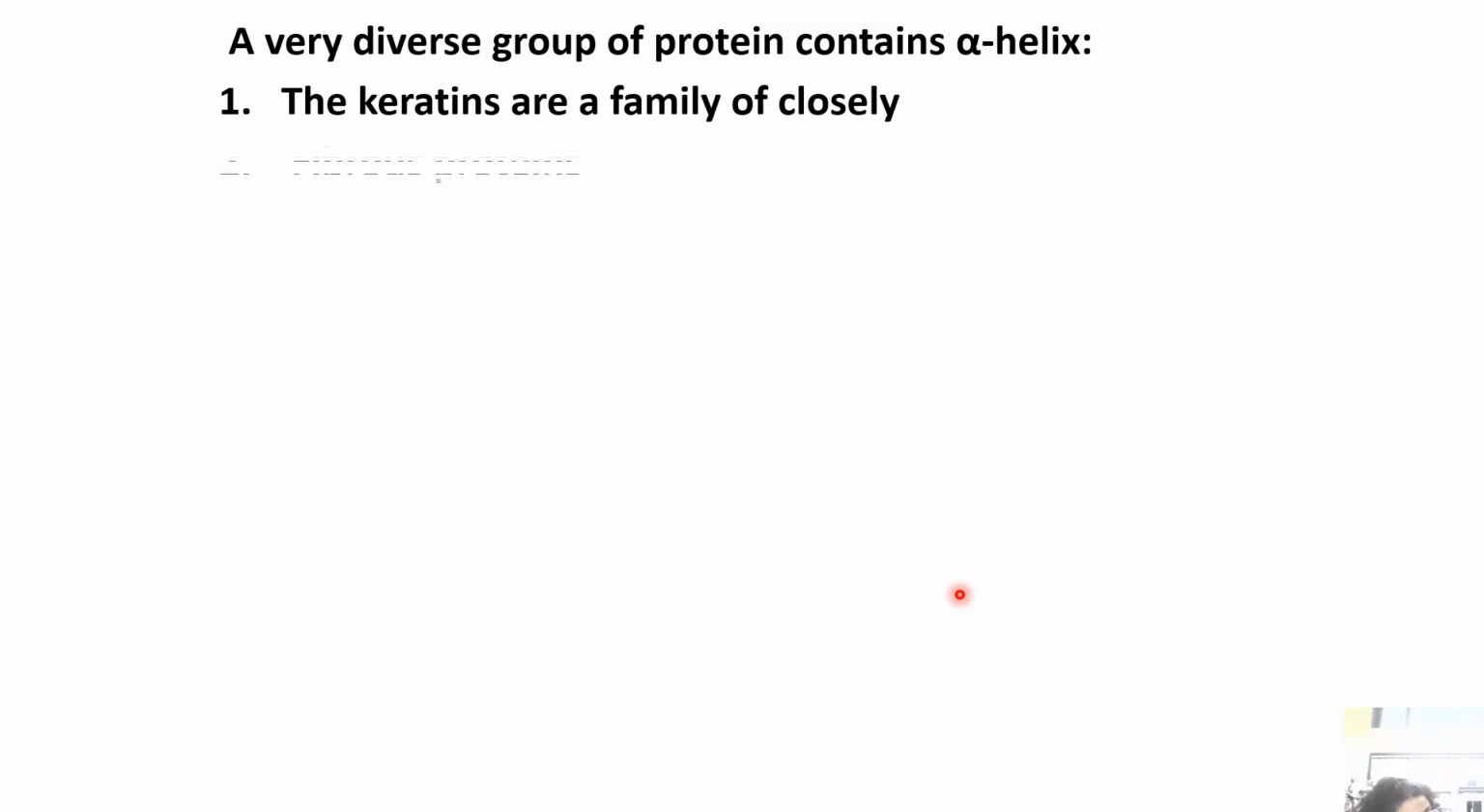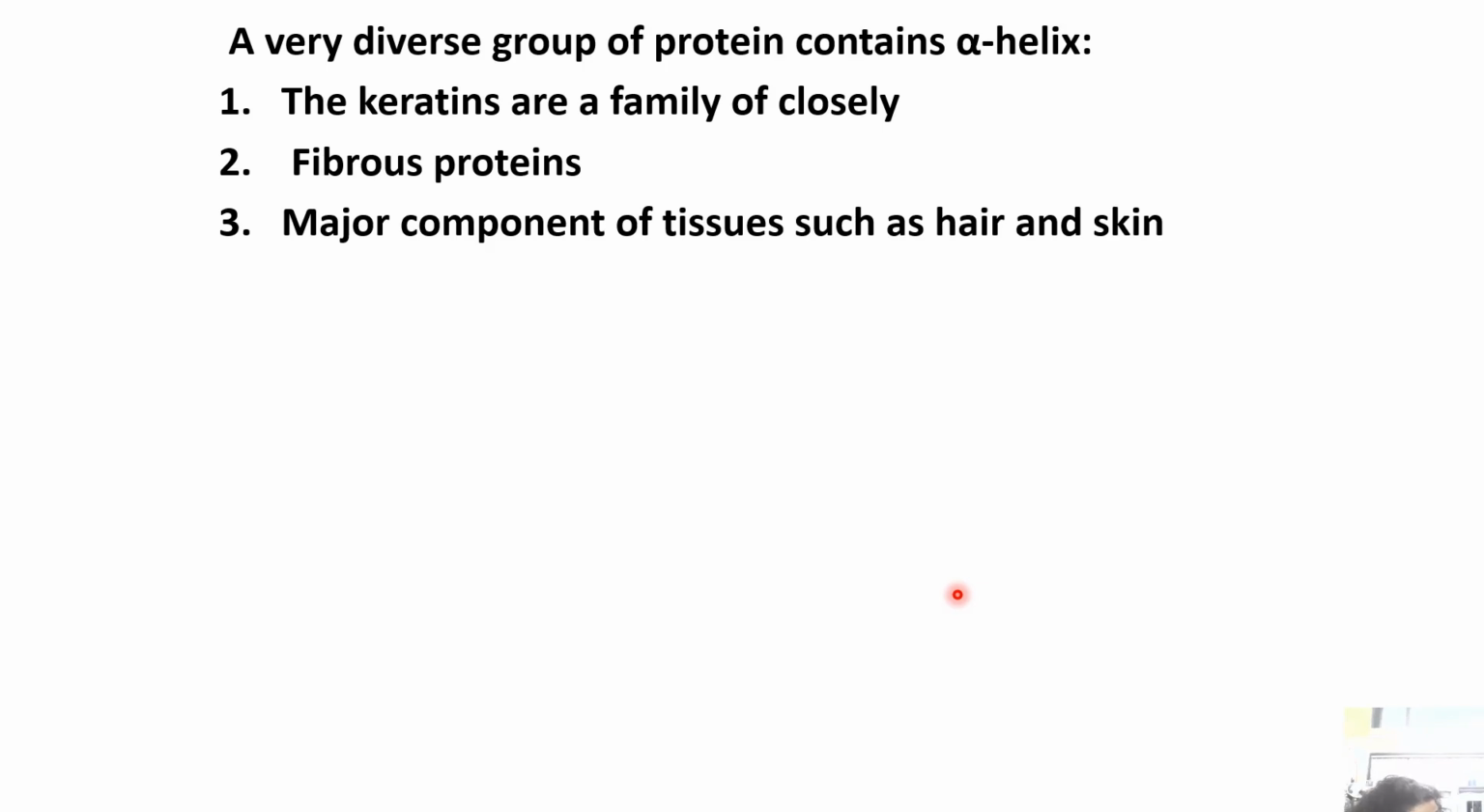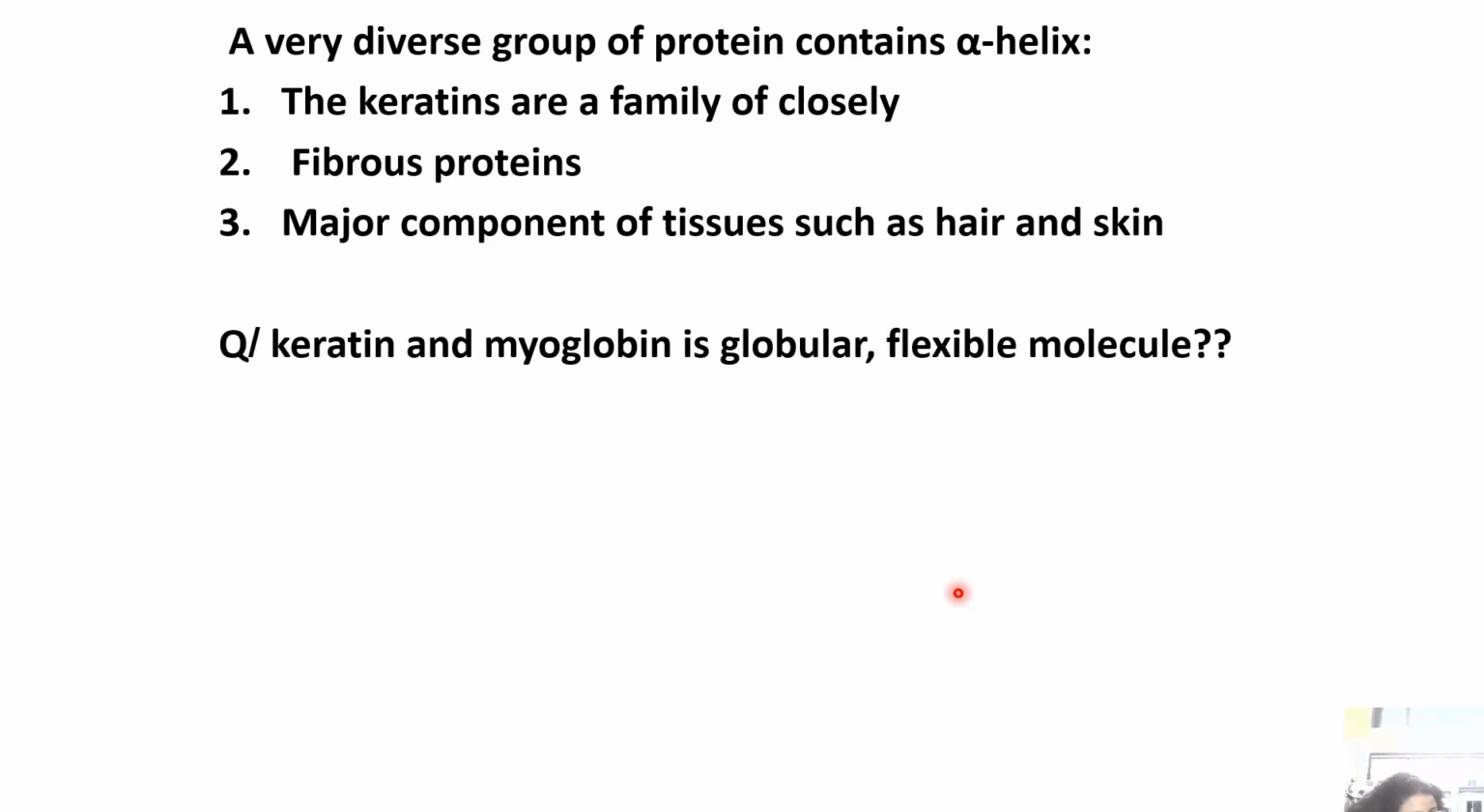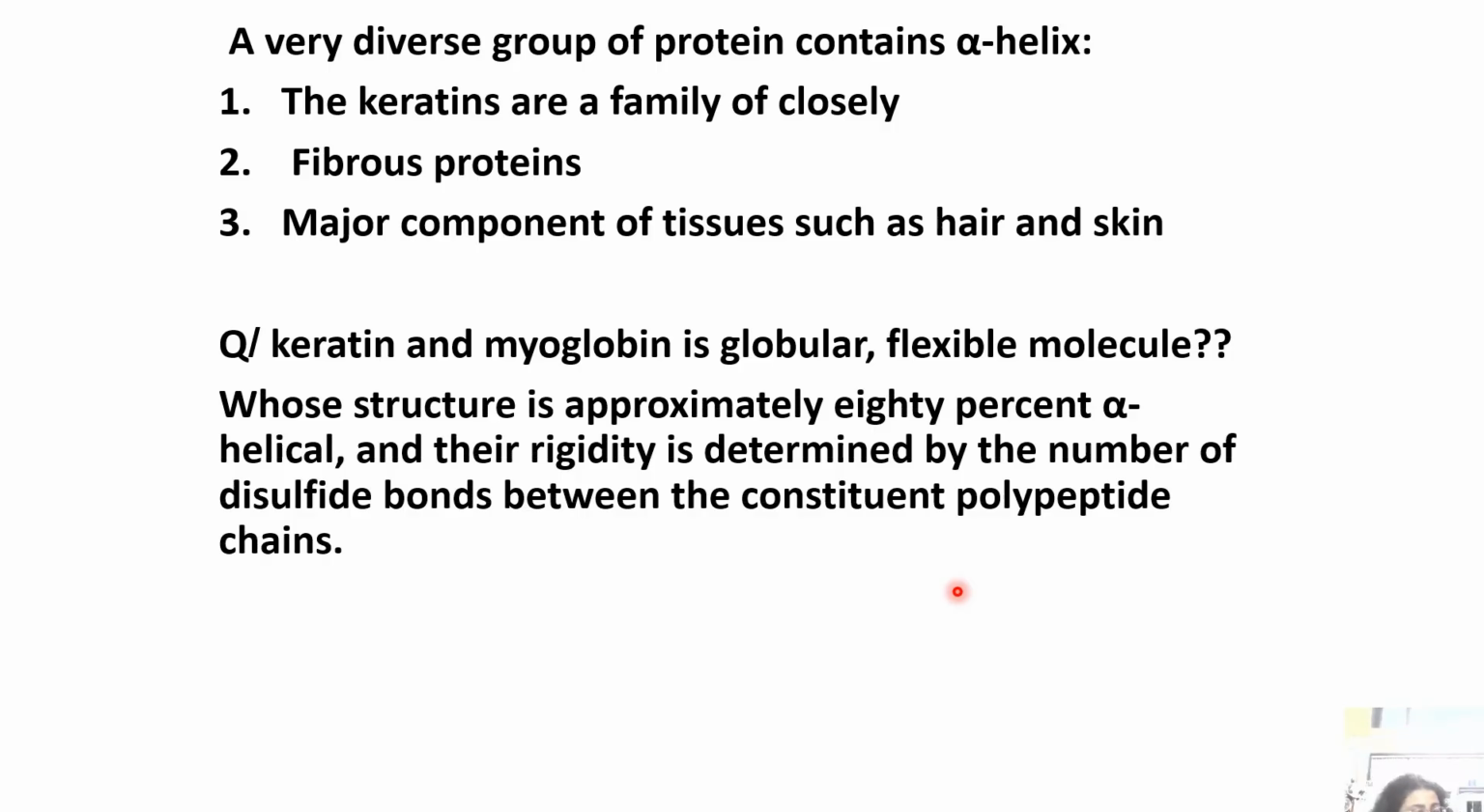The keratins are a family of closely related fibrous proteins, a major component of tissues such as hair and skin. Keratin. Myoglobin is globular, right? Flexible molecules whose structure is approximately 80% alpha helical, and the rigidity is determined by the number of disulfide bonds between the consecutive polypeptide chains.